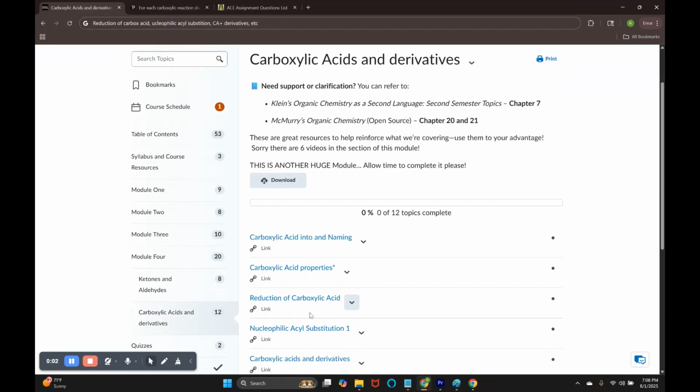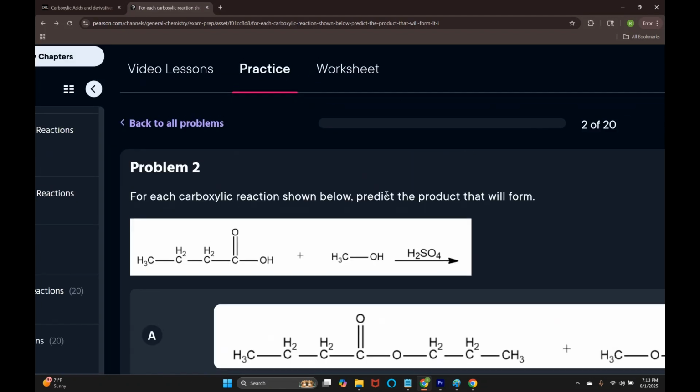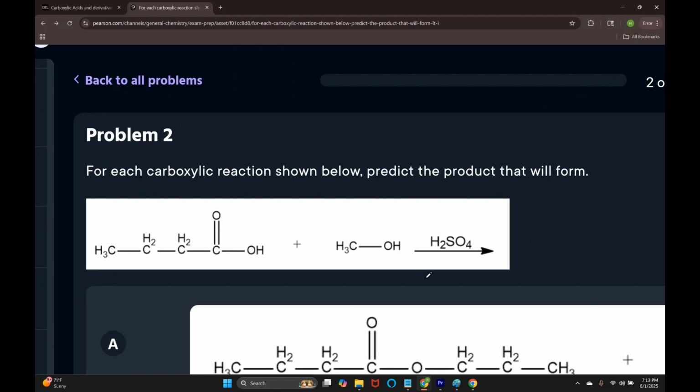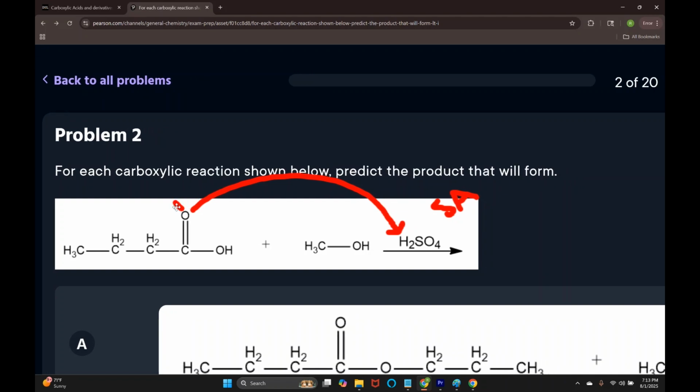Okay, another topic we went over is nucleophilic acyl substitution. And I did find some problems that have to do with that. So let's go ahead and tackle this one. And we see this is happening under acidic conditions. H2SO4 is a strong acid. All right. So we know it's going to easily donate protons. All right. So the first step is that this oxygen is going to come over and it's going to grab one of these protons. And that is going to create a positive on the oxygen here.